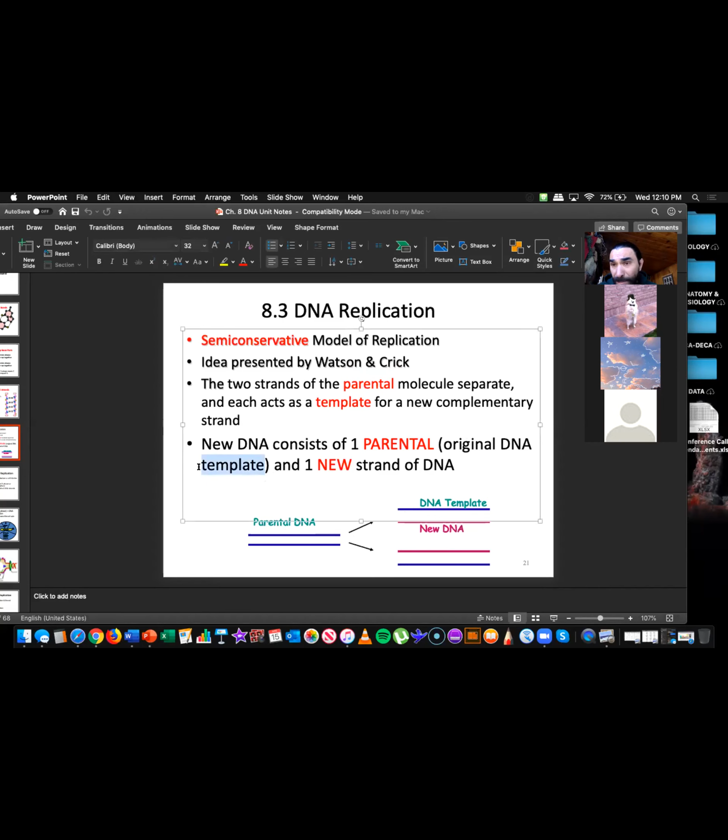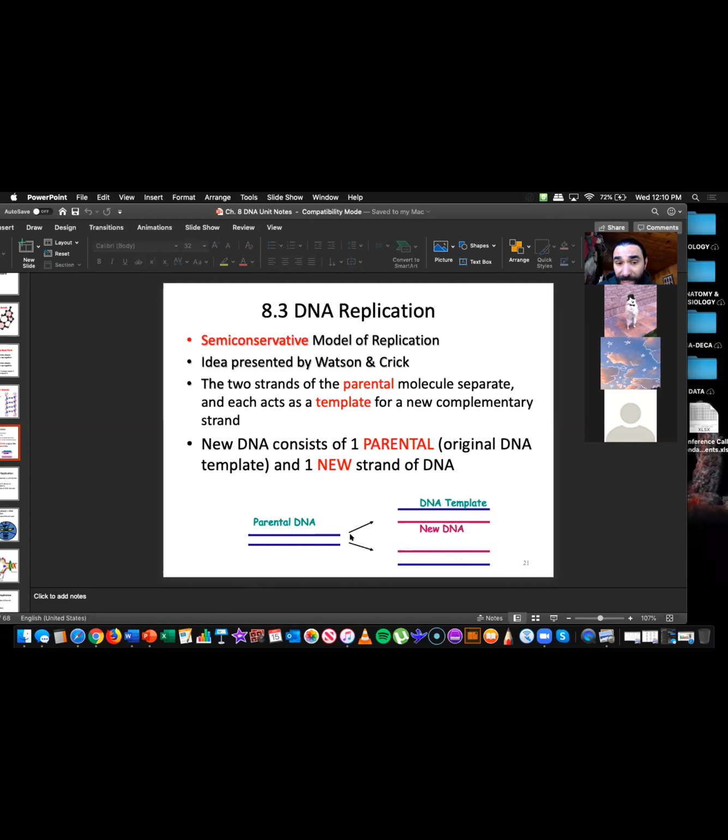Do you guys know what template means? Like a format? Like a format, right? So we're going to use a part of this blue parental as a format, or like something we can copy. And you notice there's one up here and there's another one down here. So we're going to use a parental or a template on the top and on the bottom to make a brand new DNA strand that you see color-coded in red here, okay?